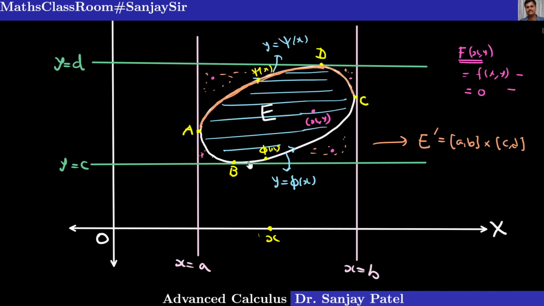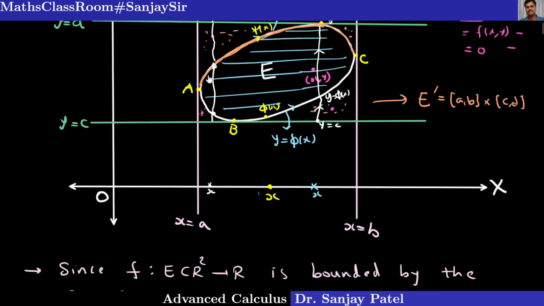that x is fixed. If you take any point x here, when you keep it fixed, then the y value changes from this point, which is y equal to c, to this curve, which is y is equal to phi of x, and then it changes from y is equal to phi of x to y is equal to psi of x. Or it can be here also. If x is somewhere here, then y changes from c to phi of x, then phi of x to psi of x, and then psi of x to this green line, which is y is equal to d.